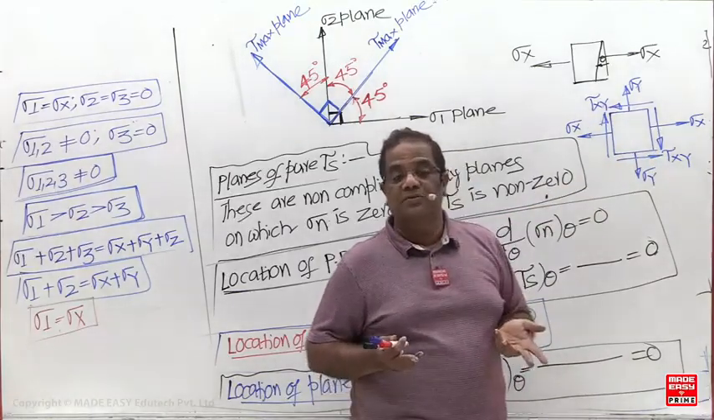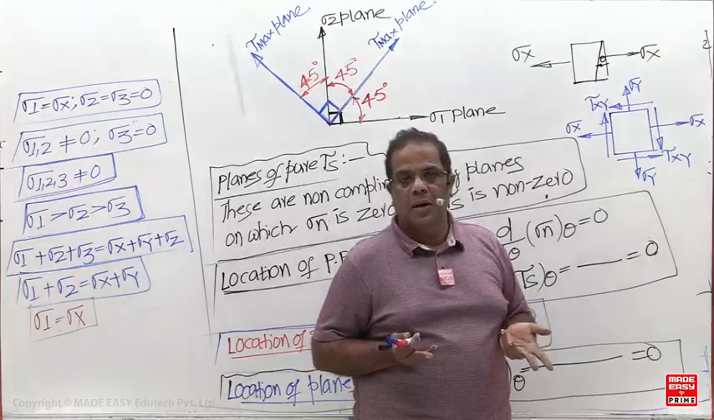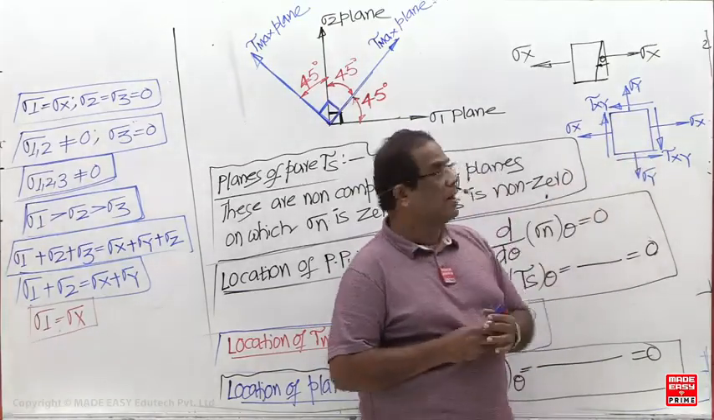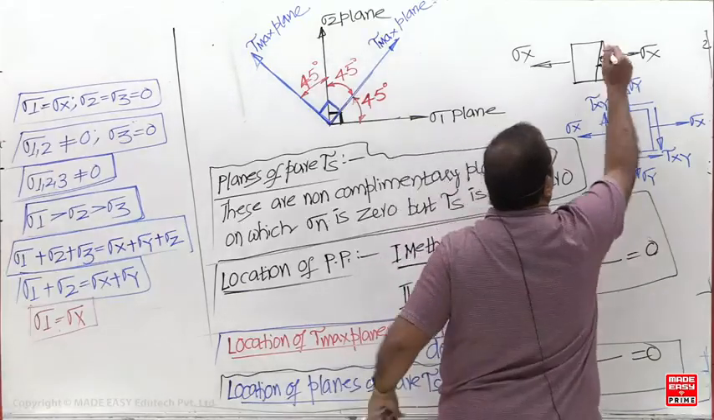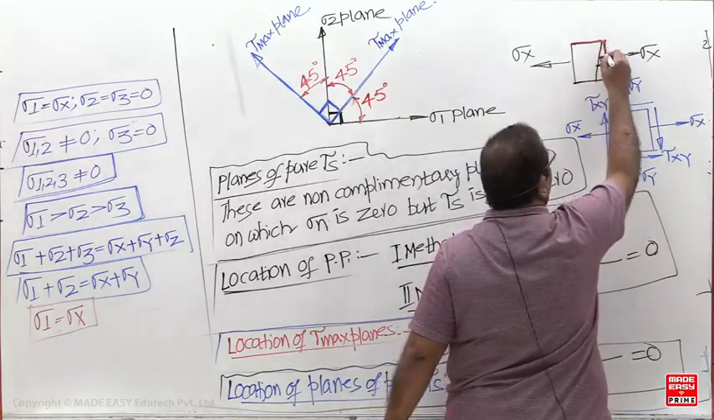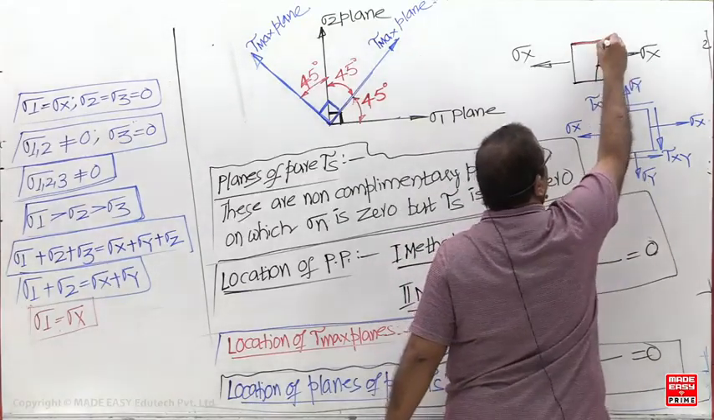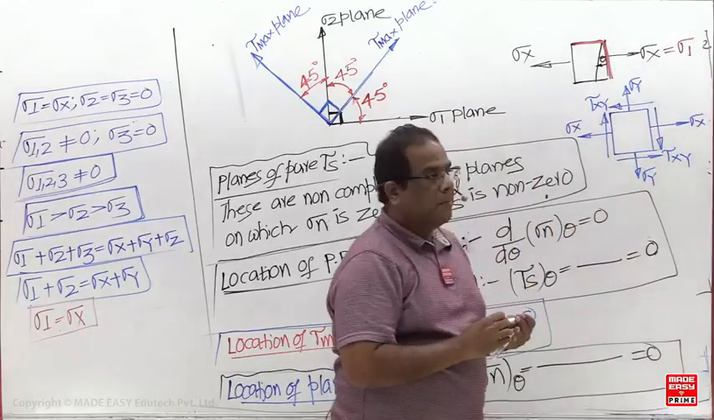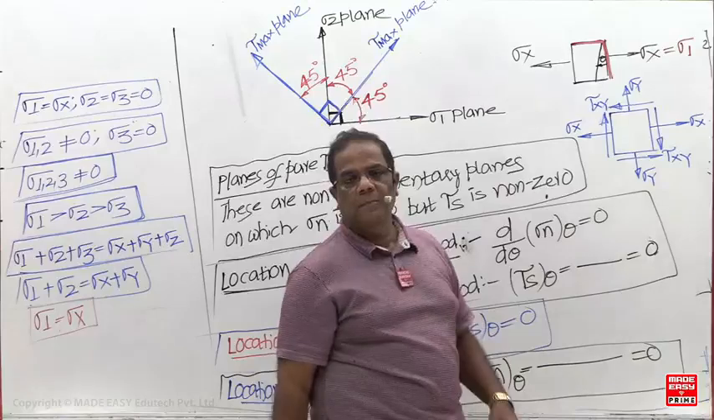On a principal plane, which one should be 0? Shear stress is 0. So on this plane shear stress is not 0, so these two are not principal planes. But in the uniaxial case, directly these are the principal planes. So directly this will be sigma 1. But here, which one is sigma 1? We don't know. Why?